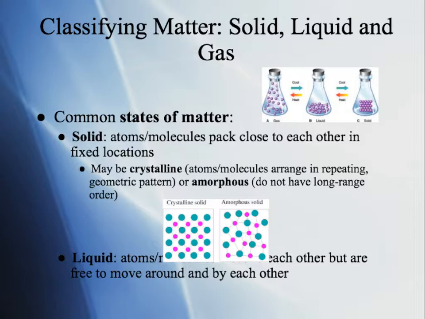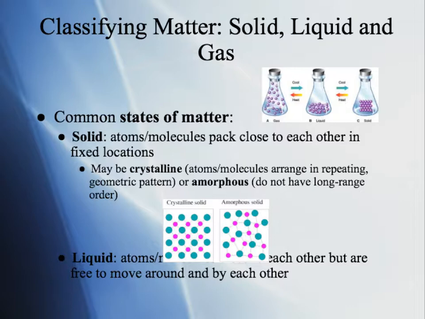In the solid state of matter, the atoms or molecules are packed very closely to each other and they're fixed in that location, meaning that they don't really move. They may vibrate right next to each other, but they don't move around. Solids may be crystalline, in which they're arranged in repeating geometric patterns, just like the cube kind of structure within the aluminum can in the last slide. Or they might be amorphous, not really having a geometric pattern.